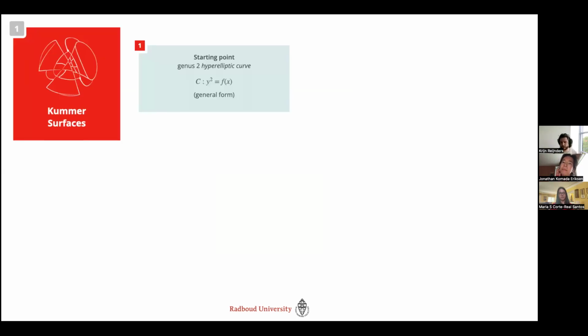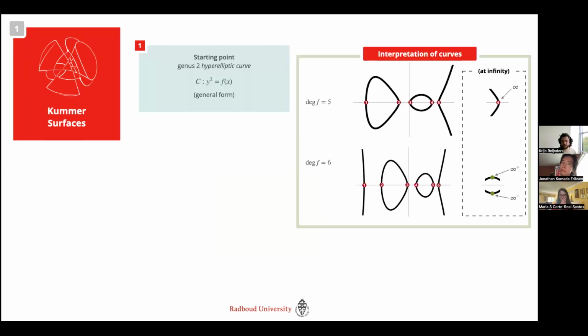So our starting point is this genus 2 hyperelliptic curve. In this general form, you just get y squared equals f(x) for some polynomial, and it will be of degree 5 or 6. And what's the difference? Well, how can you interpret these curves? If it's degree 5, thinking of a generalization of an elliptic curve, you have these 5 points that cross the y-axis, and we call these the Weierstrass points. And we have a single point at infinity, but it somewhat also crosses the y-axis.